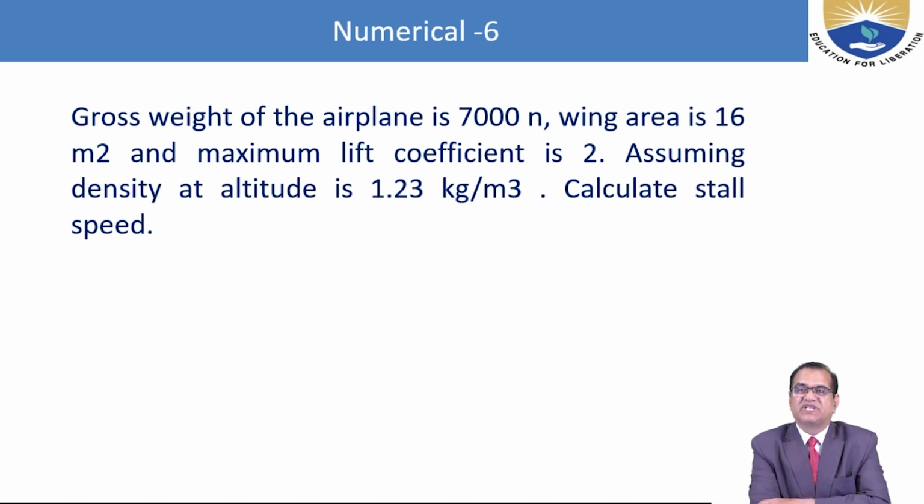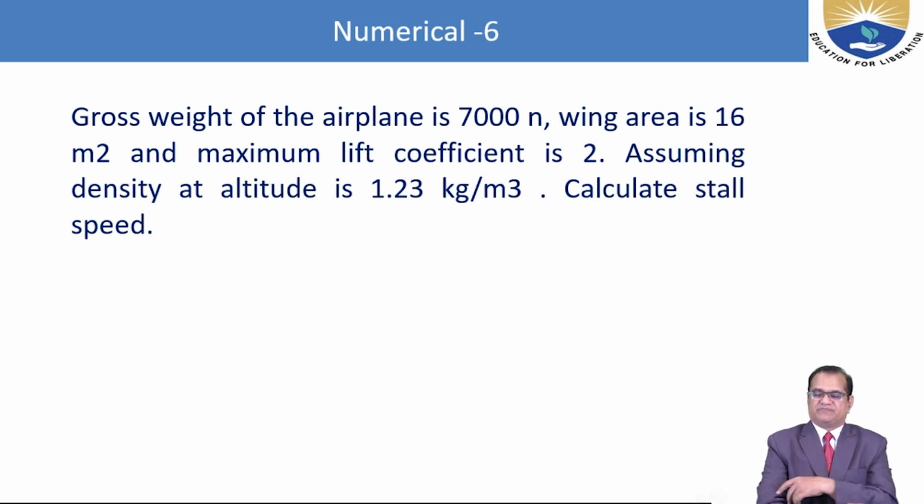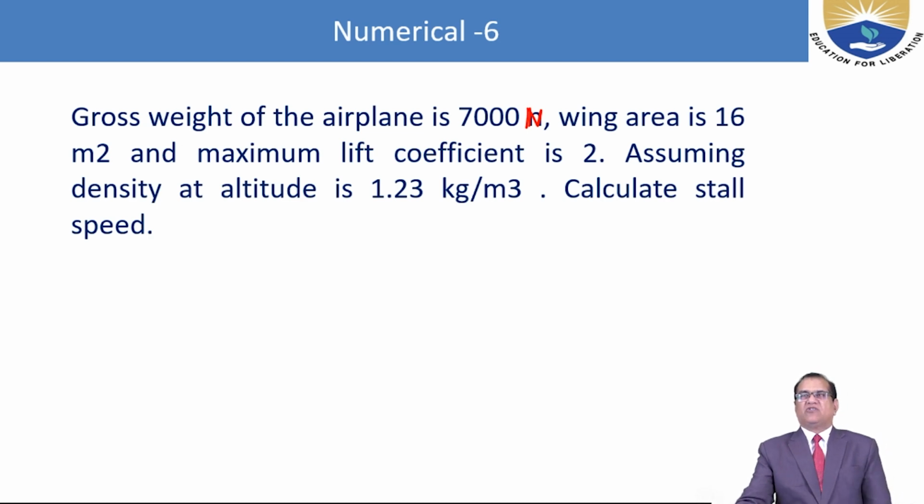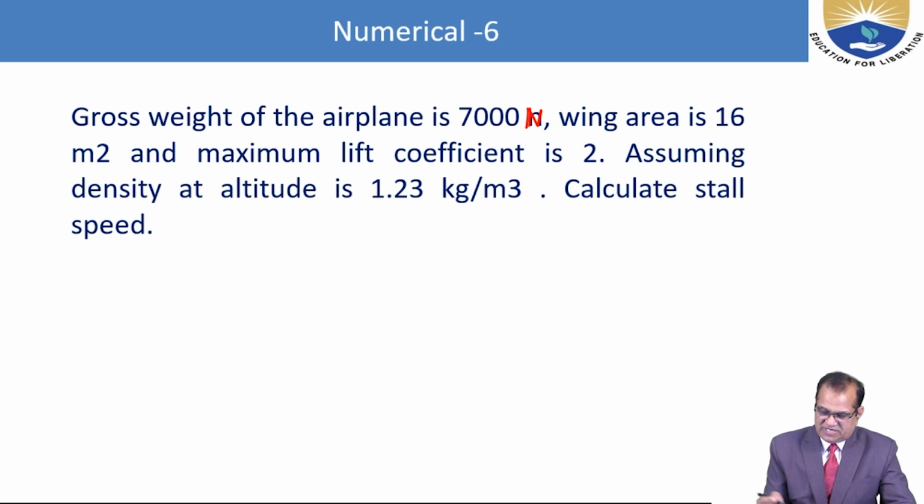Now we will see the next problem, problem number 6. Gross weight of the airplane is 7,000 Newton. It is capital Newton. Wing area is 16 meter square and maximum lift coefficient is 2. Assuming density at altitude is 1.23 kg per meter cube, calculate stall speed. So we have to find out the stall speed.